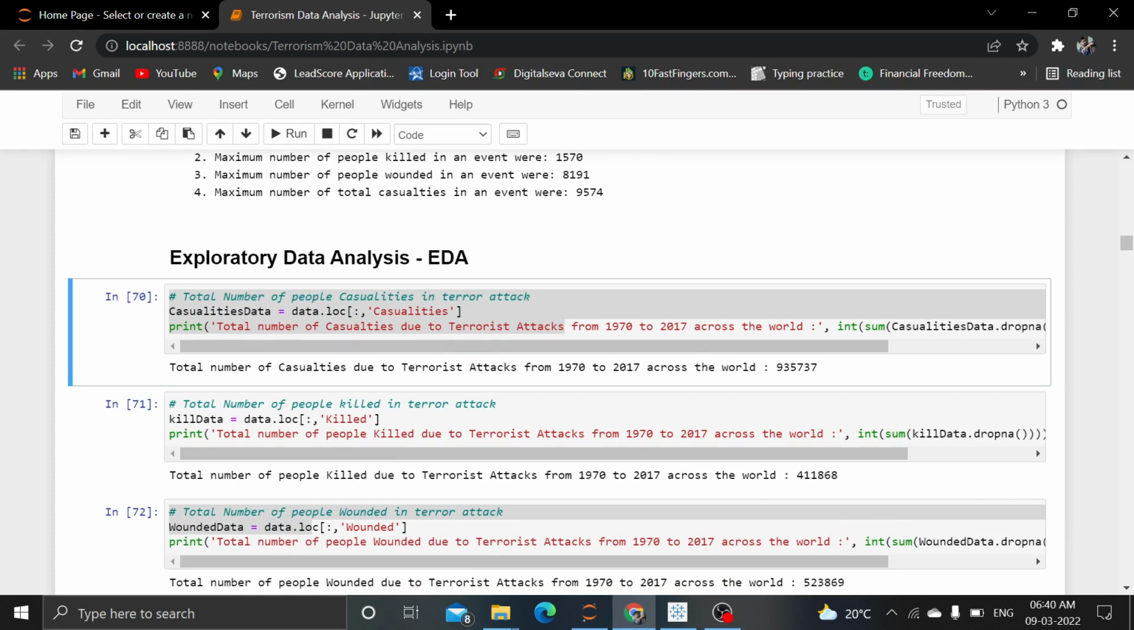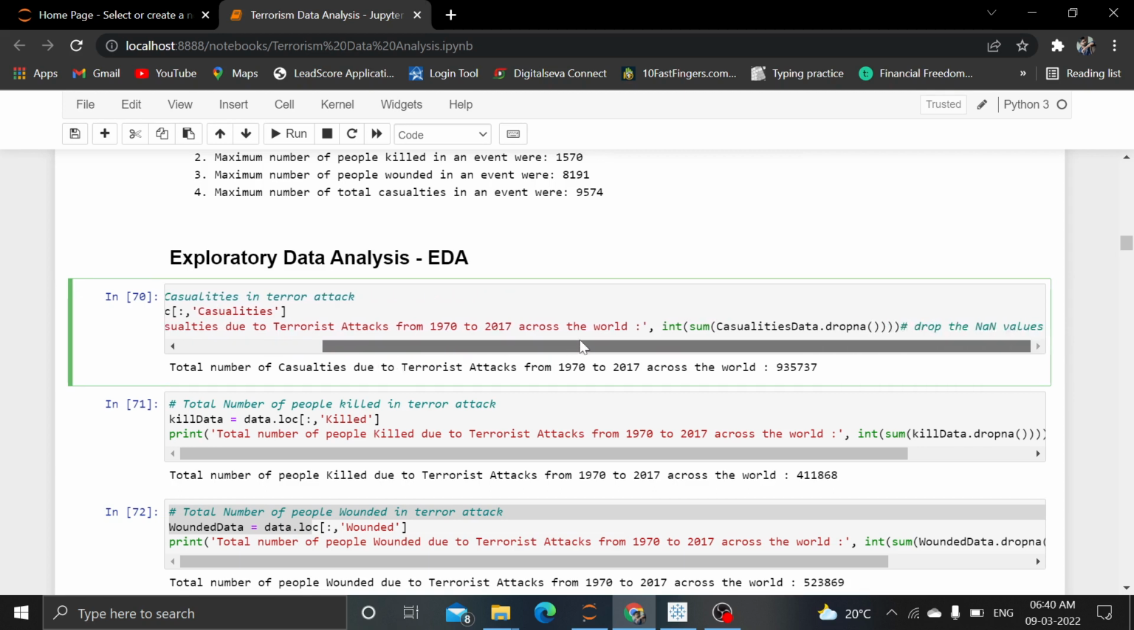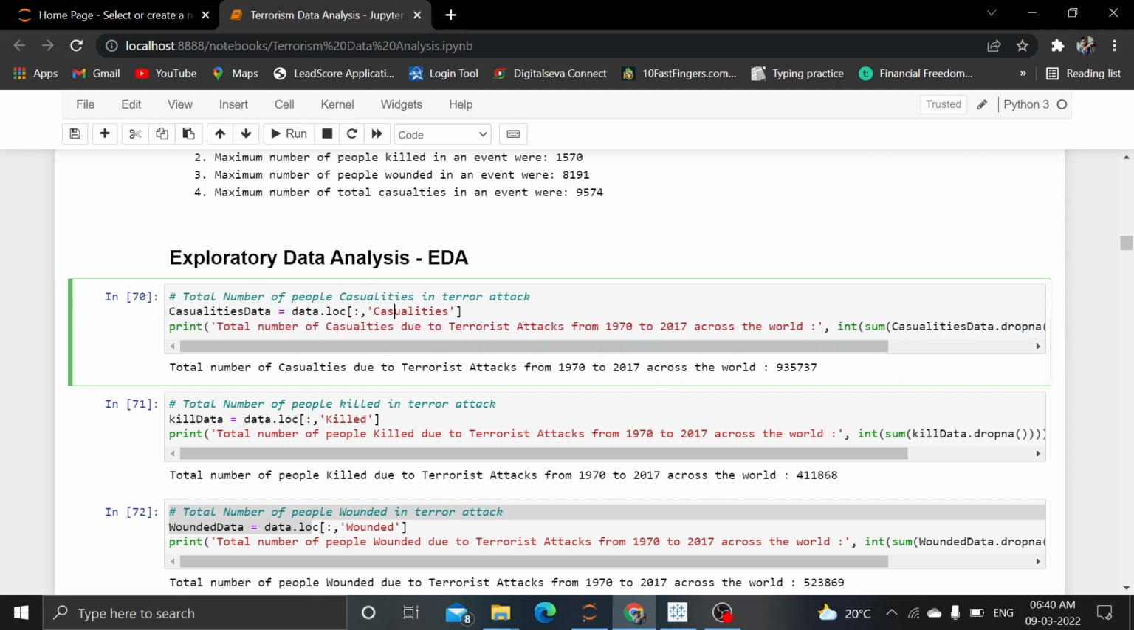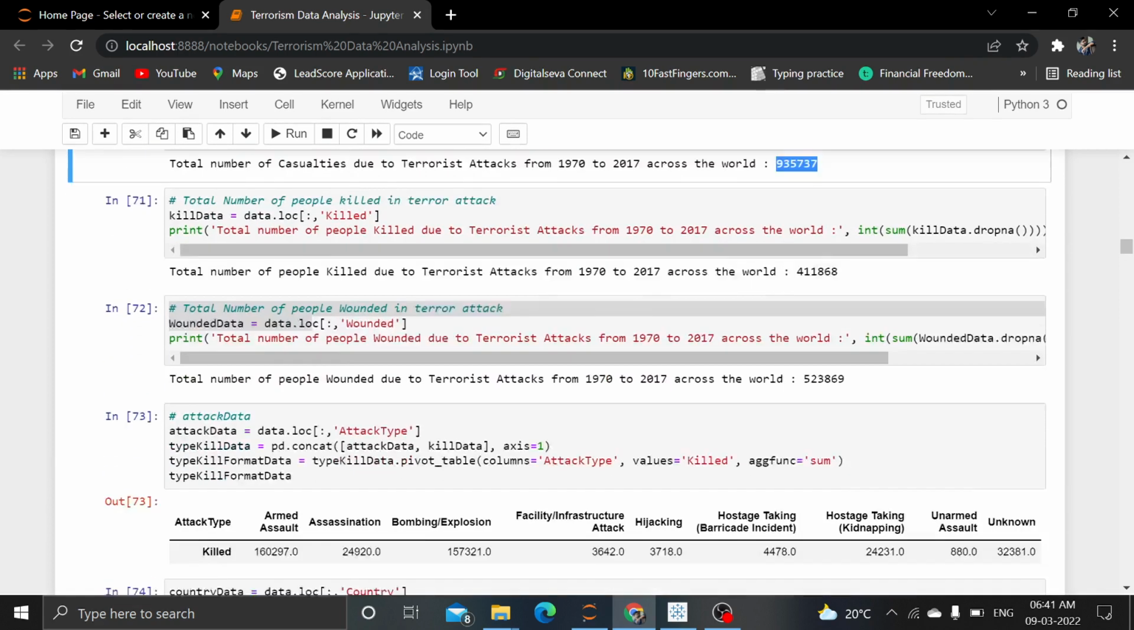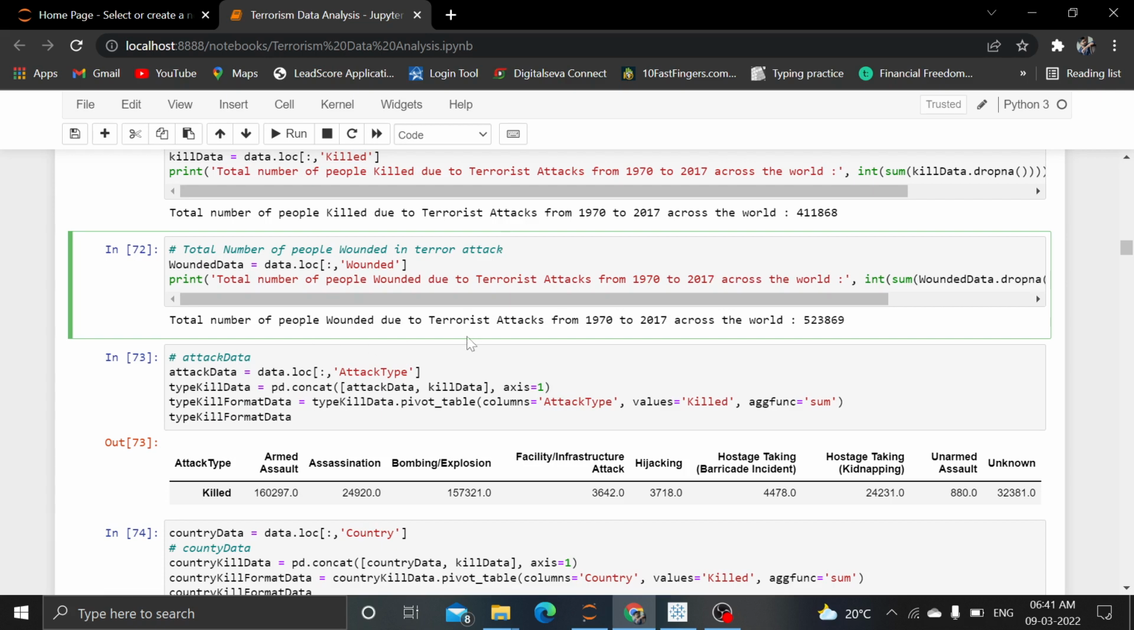Coming to the exploratory data analysis part, these lines of code give the total number of casualties due to terrorist attacks from 1970 to 2017, a huge number: 9,35,737. And these lines of code give the total number of people killed due to terrorist attacks: 4,11,868. And these lines of code give the total number of people wounded due to terrorist attacks: 5,20,869, a huge number of people.